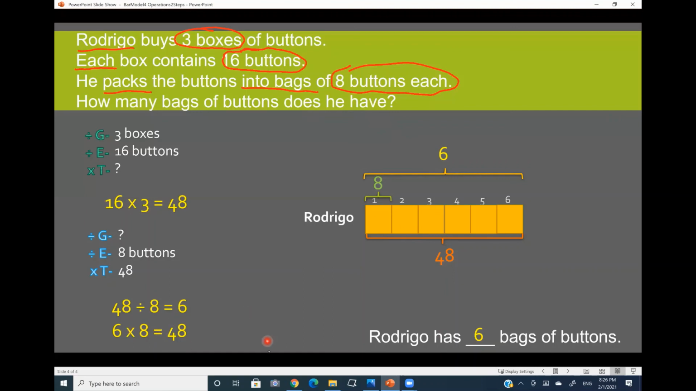I hope this helps you to clarify some of your doubts and how to solve two-step problems. Remember, the key is to read sentence by sentence and represent each part with a bar model. Don't forget to show your work and to show your strategies.